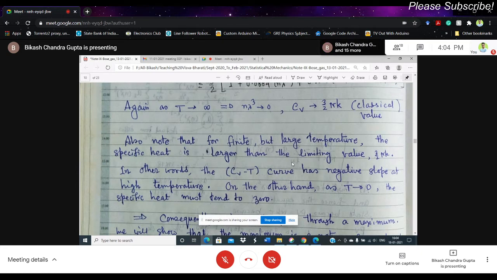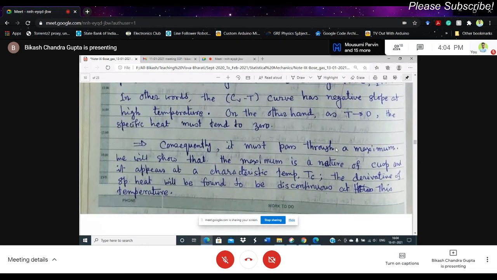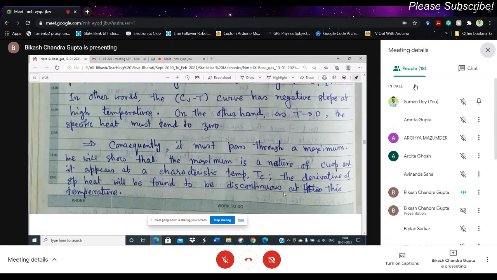It's decreasing, and when it reaches a moderate value, then the specific heat is increasing. And when the temperature is going to zero, then the specific heat has to go to zero, and therefore it tells you that there is some kind of maximum. Consequently it must pass through a maximum, and we will show that the maximum is a natural cusp, and it appears at some characteristic temperature which is called Tc, and the derivative of the specific heat will be found to be discontinuous at that temperature.